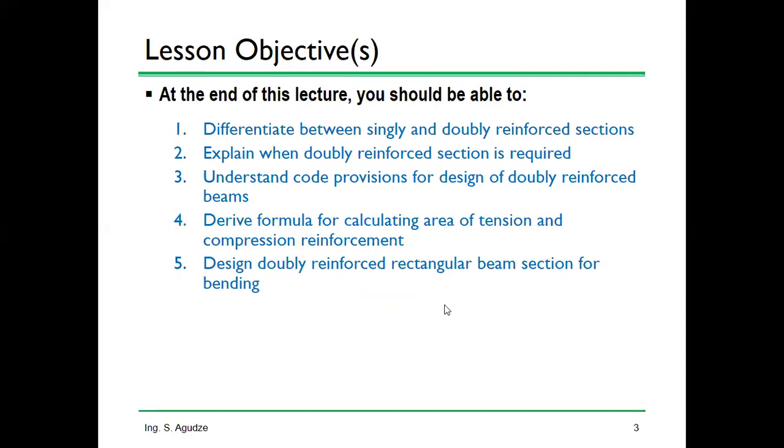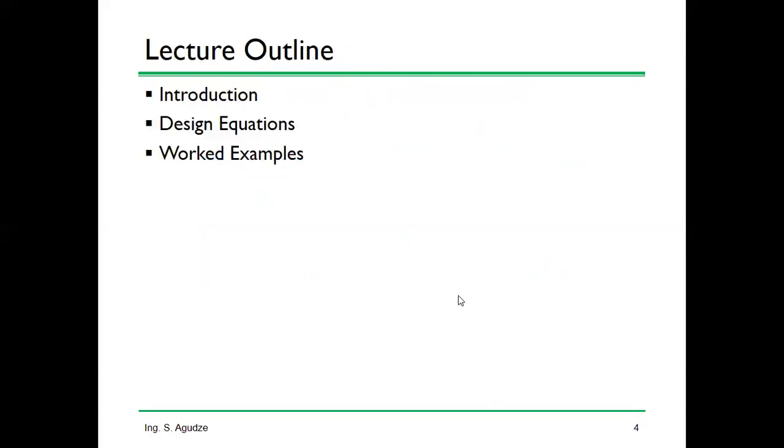At the end of this lesson, you should be able to differentiate between singly and doubly reinforced sections. You should be able to explain when a doubly reinforced section is required. Understand code provision for design of doubly reinforced beams. Derive formula for calculating area of tension and compression reinforcement. And also design a doubly reinforced rectangular beam section for bending. And this is the lecture outline.